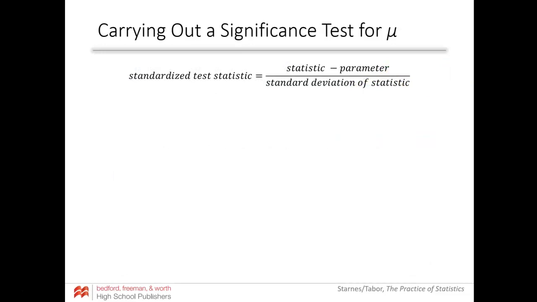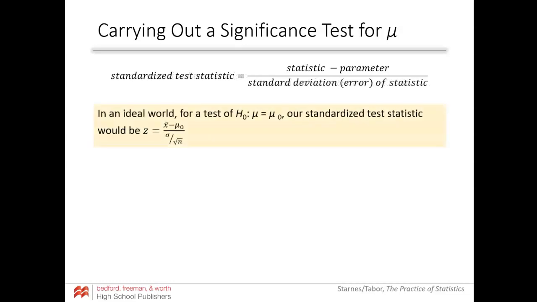As always, our standardized test statistic is found by taking whatever the statistic is from your sample, subtracting the parameter, and then dividing by the standard deviation of the statistic, which we often call the standard error. Ideally, in hypothesis testing, we would know everything we need to know. But unfortunately, we really don't know the mean and the standard deviation, right?